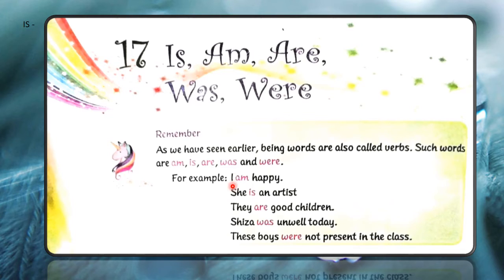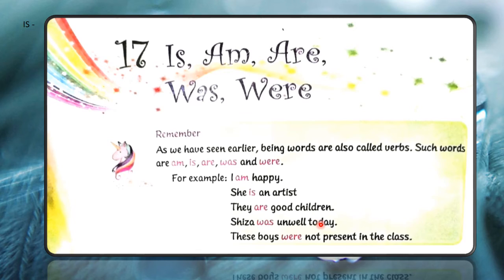Now, I am. The verb am goes with I when we talk about something in the present, that is now. Then next we have she is an artist. We use is with a singular noun or pronoun. They are. So we use are with a plural noun or pronoun.